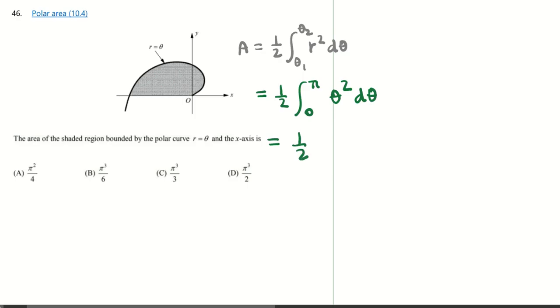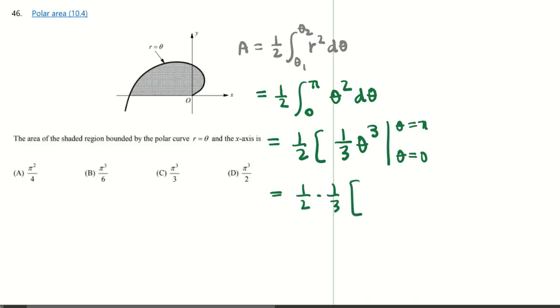So that would be 1/2 of, the antiderivative for theta squared with respect to theta would be 1/3 theta to the third, and we let theta run from 0 up to pi. So that would be 1/2 times, I'll factor out the 1/3, pi to the 3 minus 0 to the 3. So I got pi to the 3 over 6. And there it is.